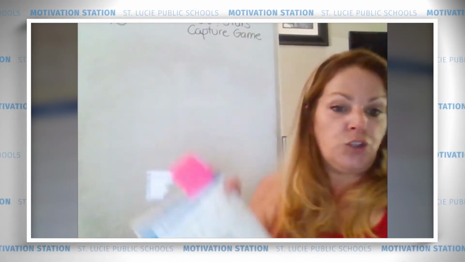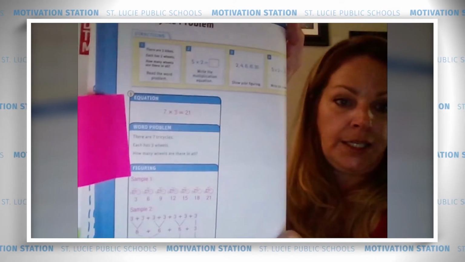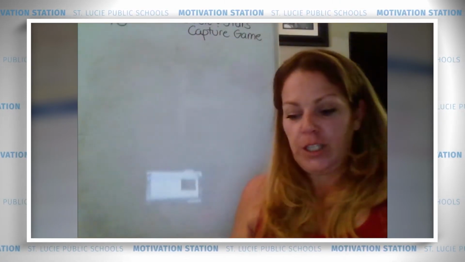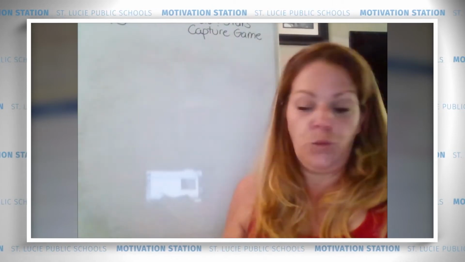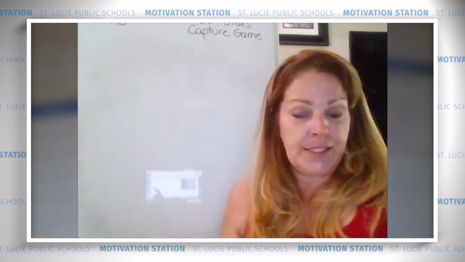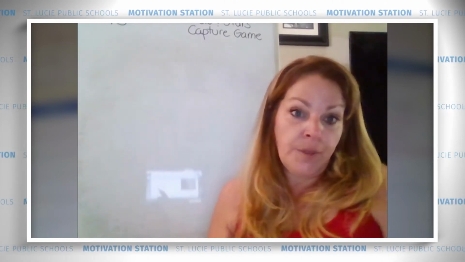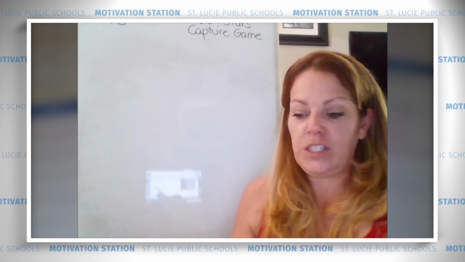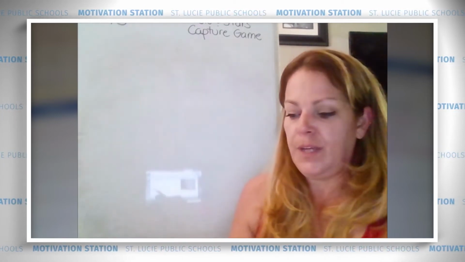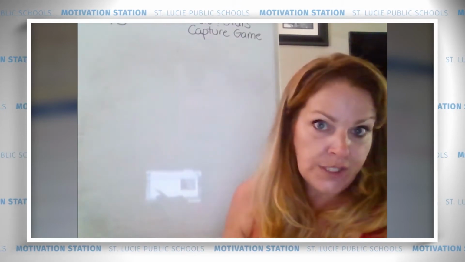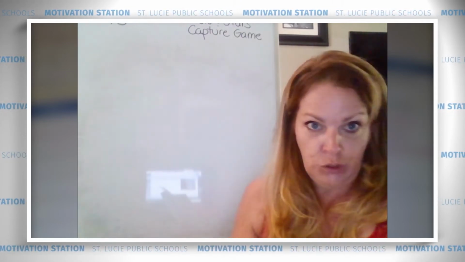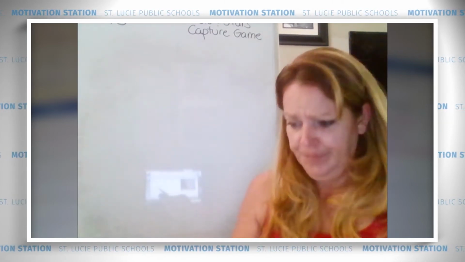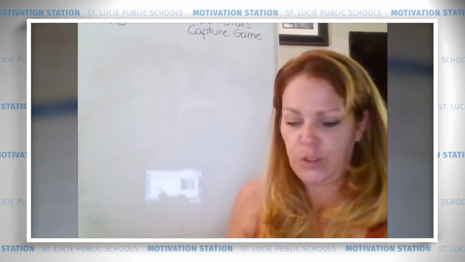All right, so let's read the directions along with me. You should be on page 20. I'm reading the directions along the top here, okay? Directions. Step 1, you've got to read the word problem. There are 5 bikes. Each has 2 wheels. How many wheels are there in all? Then you're going to write the multiplication equation. Notice they wrote 5 times 2 equals something. Then you're going to show how you solve it. In this case, they just counted by 2s 5 times. 2, 4, 6, 8, 10. And then they finally wrote the answer in the box.